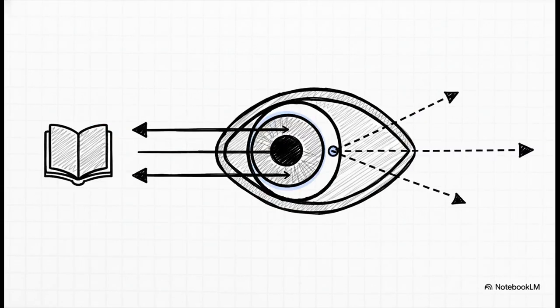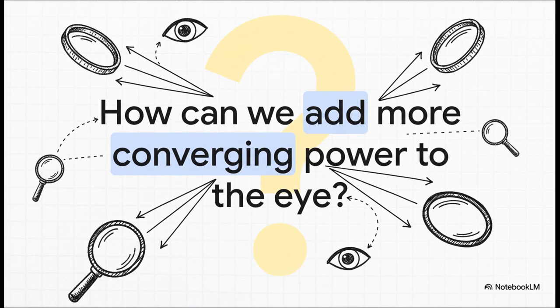But you see, in both these cases, whether the lens is too thin or the eyeball is too small, the main problem is the same. The eye lens simply has insufficient converging power. It's just not powerful enough to do its job properly. So, the big question is, if the eye doesn't have enough converging power, what can we do? How can we add some more converging power to help it out?